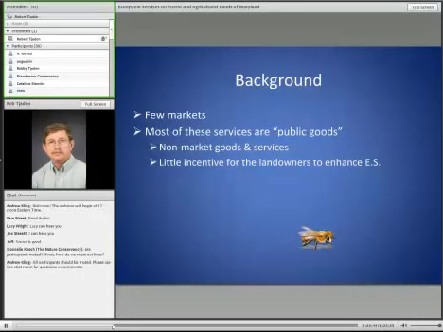And there are currently few incentives for landowners to enhance their ecosystem services. Now, there have been some put in place, but in general, very few incentives for landowners to do this. And it makes it difficult for policymakers to put public funds toward a lot of these public goods that are privately produced on agricultural and forest lands.